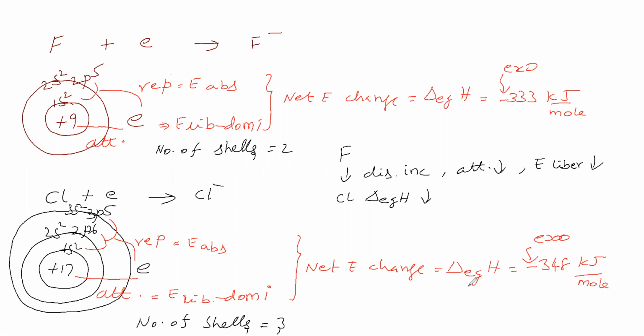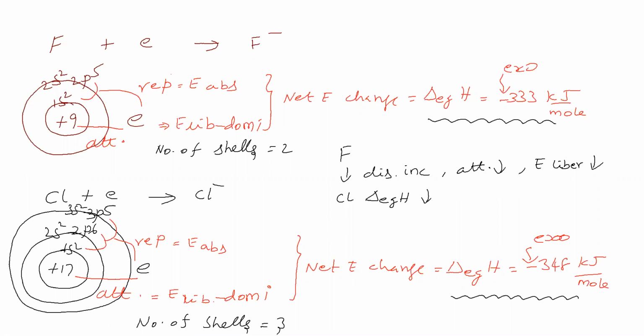But how is the experimental fact? Experimental fact says that 333 kilojoule of energy is liberated for fluorine. For chlorine, 348 kilojoule of energy is liberated. So the explanation is against the experimental fact. Sir, let it be. We will see about this later.